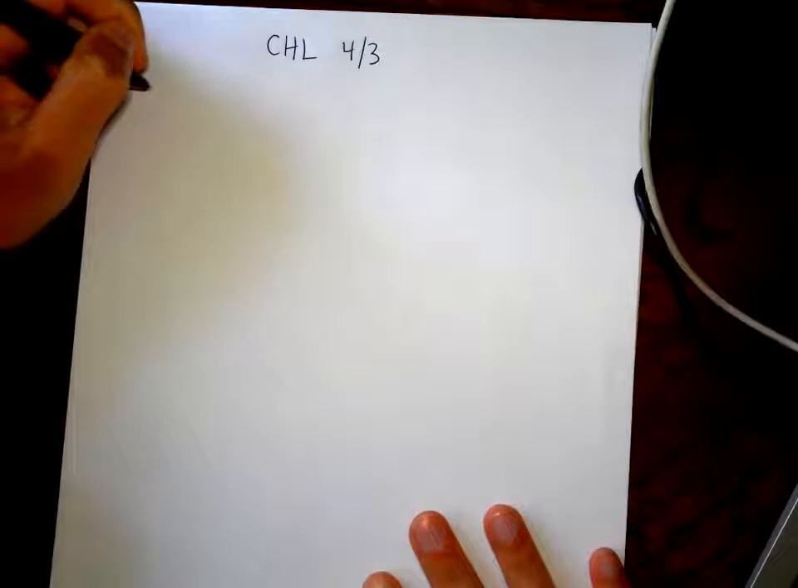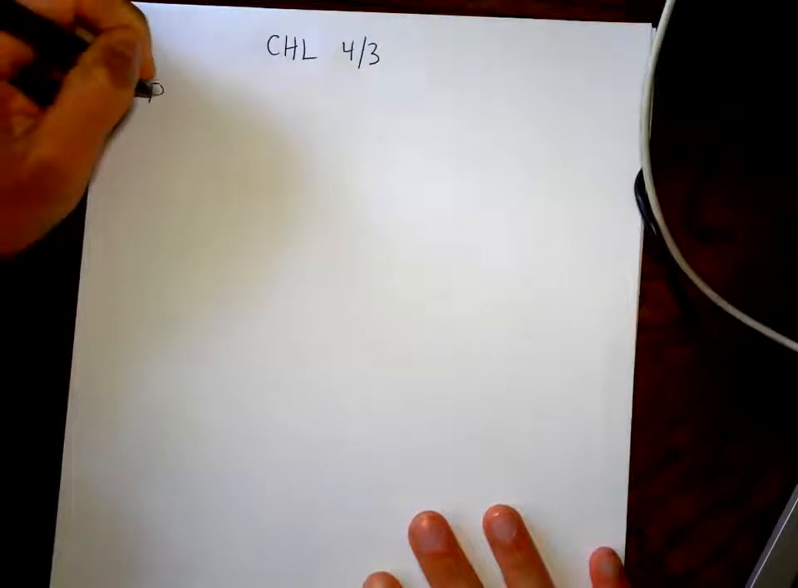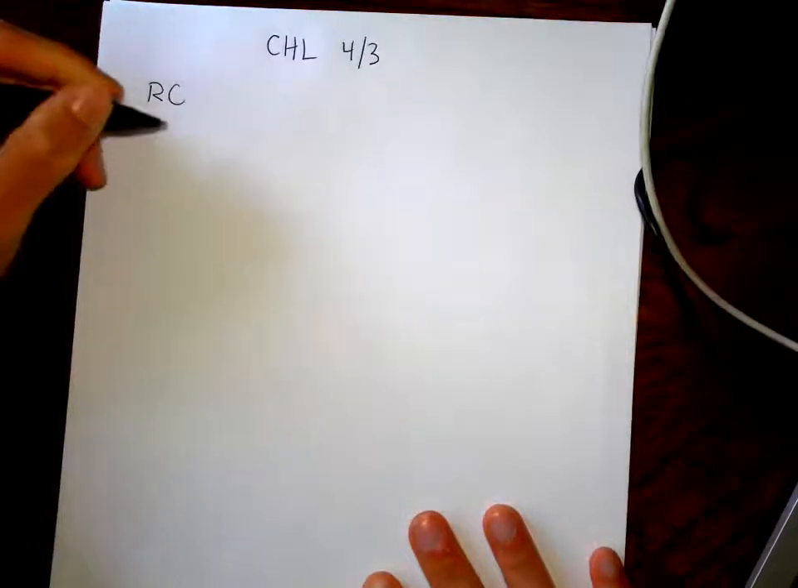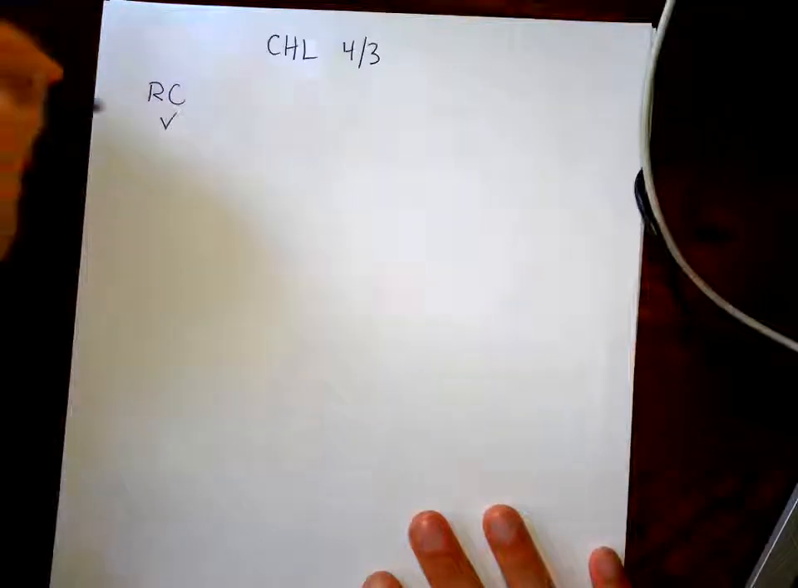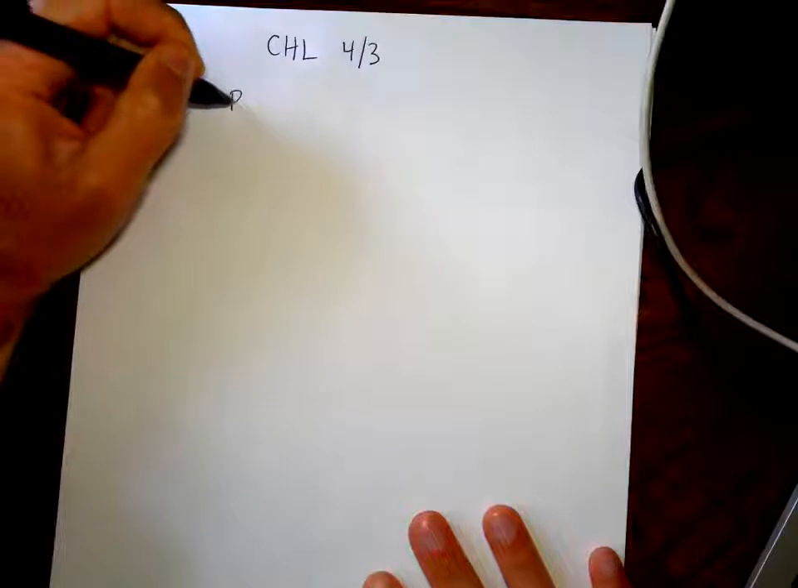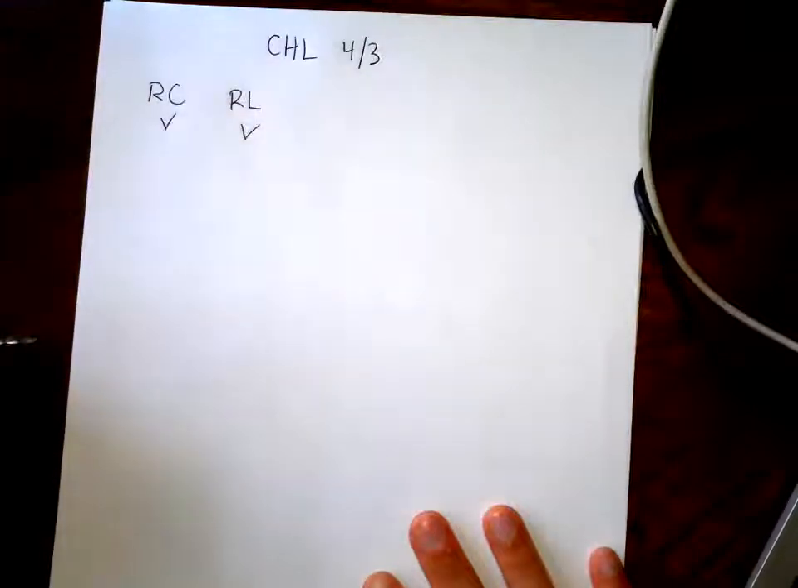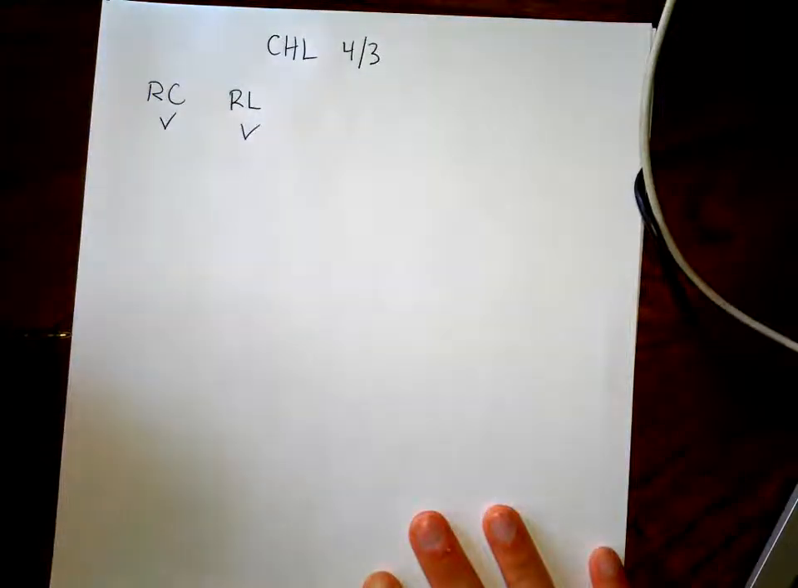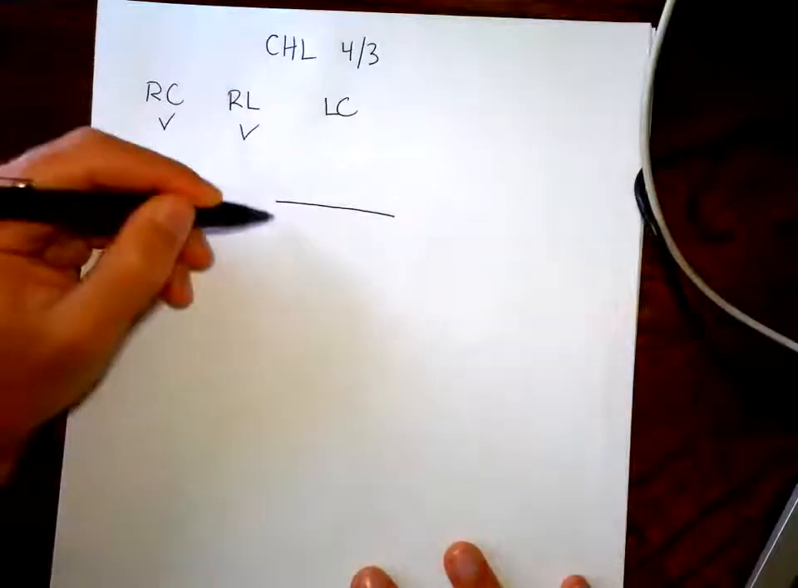So we first started off by talking about RC circuits. We covered that. Then we talked about RL circuits. Today, a circuit that looks like this.